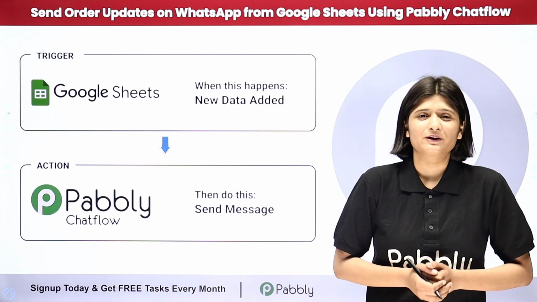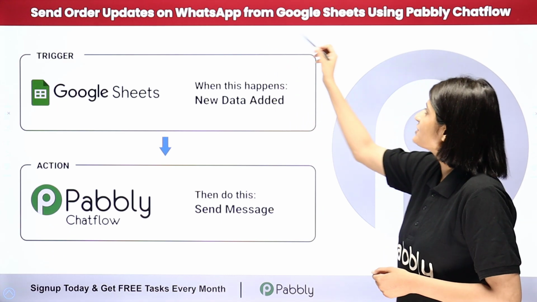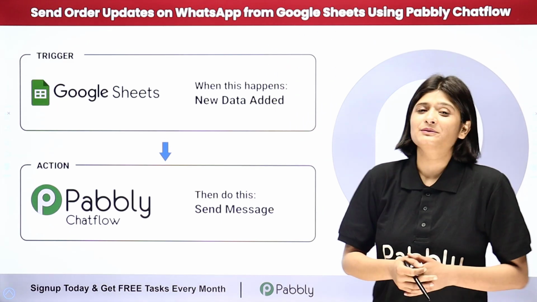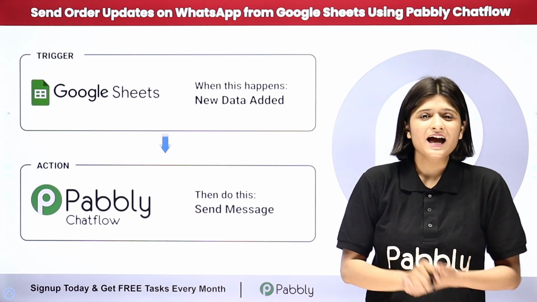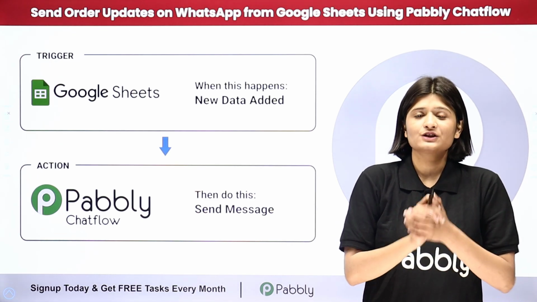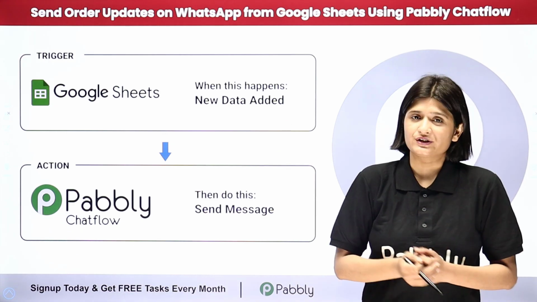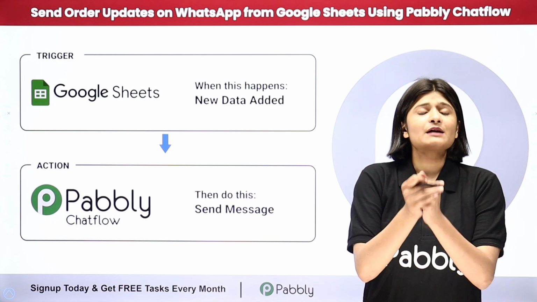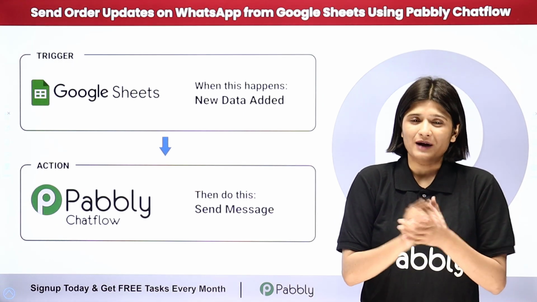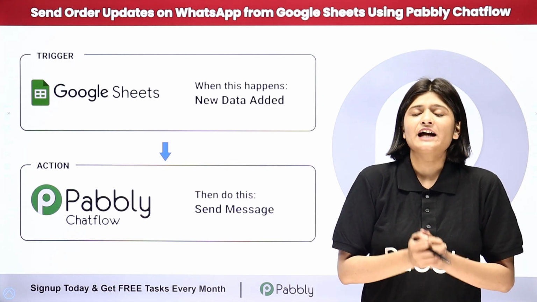In this video, we are going to learn how to send order updates on WhatsApp from Google Sheets using Pabbly Chatflow. So let's suppose I am the owner of a digital products business and I have many clients. The details of these clients I am adding in my Google Sheets. Now I want that whenever there is a new order status update, a WhatsApp message will be sent to those customers automatically. Doing this manually will be a very time-consuming task.